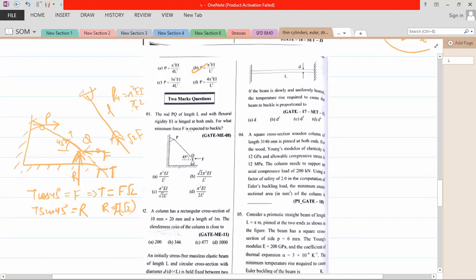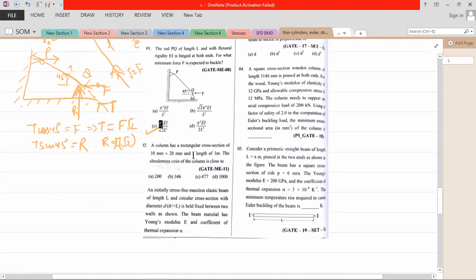So minimum force is asked. So just put P critical is equal to F root 2. So F root 2 is equal to pi square EI upon LE square, and its value is F by root 2, this value.